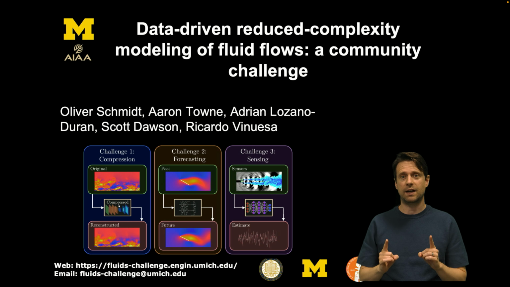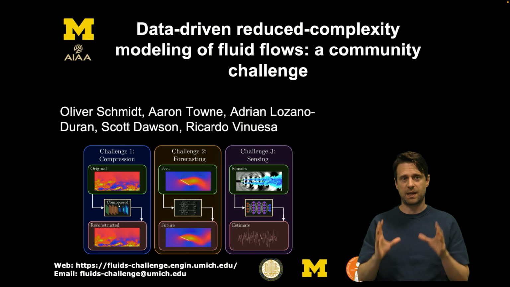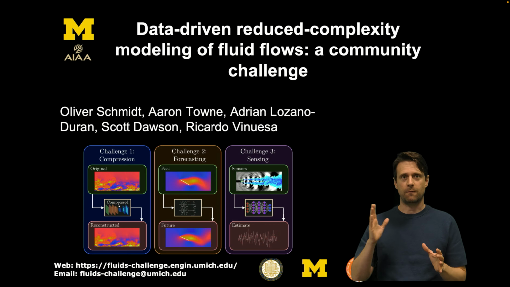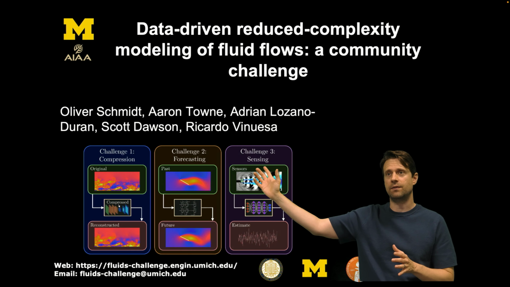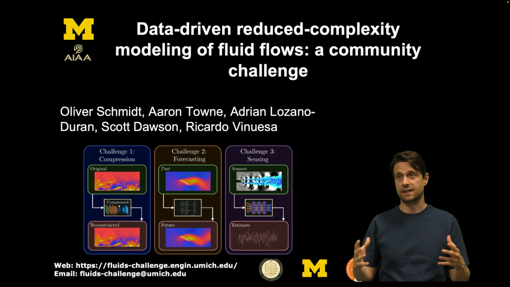And this is part of the AIAA. So we have the paper, which will be out very soon in AIAA. You're going to have the reference to the archive so you can see all details. And in a nutshell, we have 3 challenges. One on compression, one on forecasting, and one on sensing. You can see a little vignette here of the different cases, but I'm going to tell you a bit more when we go through the next slides.